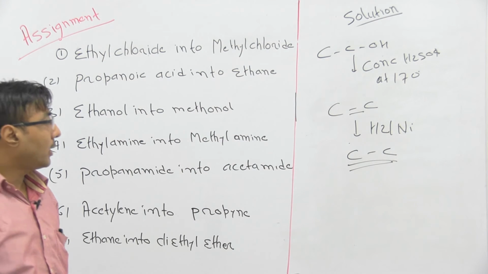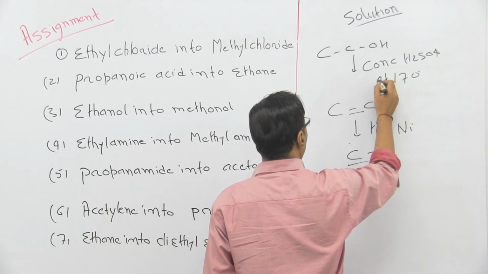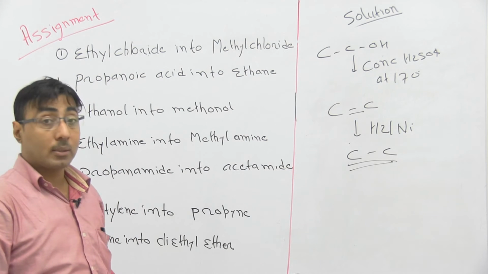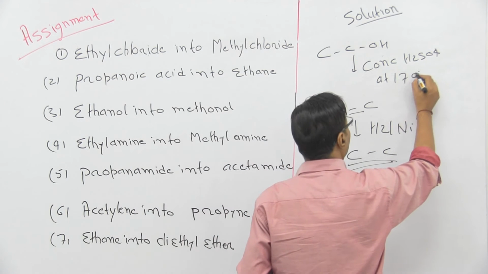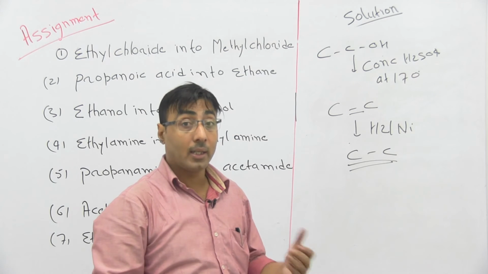This is a slightly longer method, but at least it will develop your ability to correlate the different chemicals. And in organic chemistry, that is the most important part, that we learn to develop the interrelation between two different chemicals. So the brain has to start learning in that process.